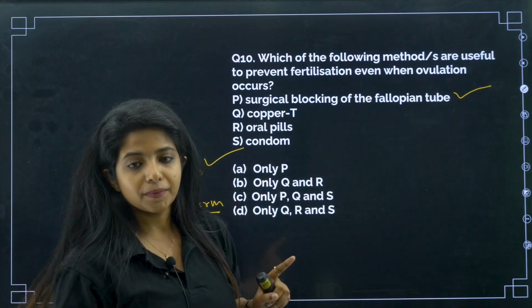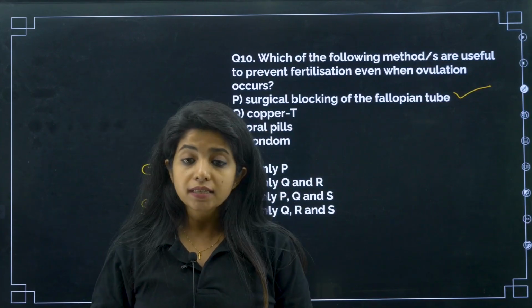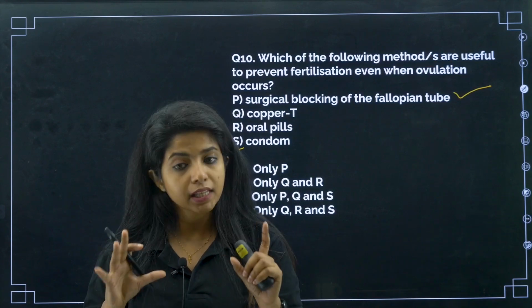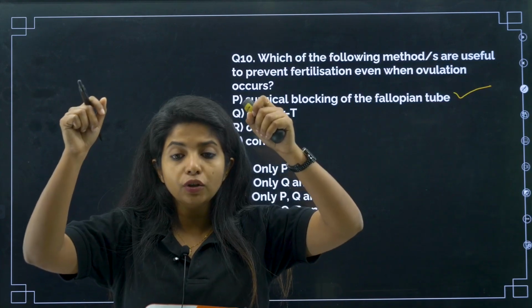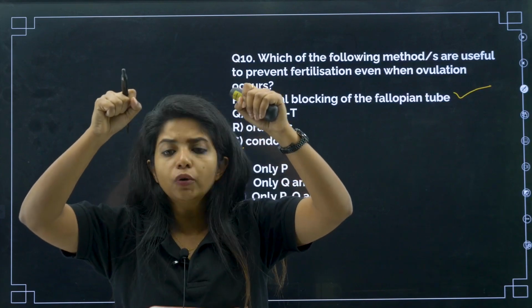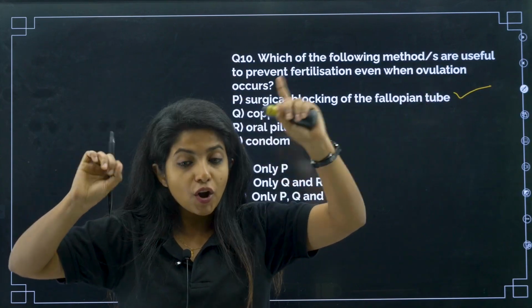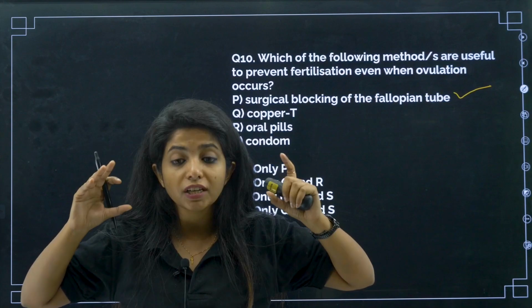What about copper T? In copper T also, copper T is inserted inside the uterus. And what does copper T do? The sperm which tries to get inside the uterus, it will hold all of that and see that you are not allowed to meet the egg. You are not going to meet the egg. I am going to disturb your motility.